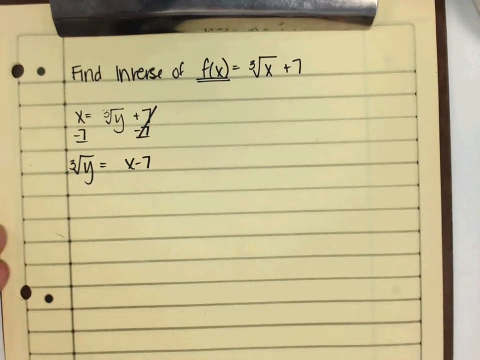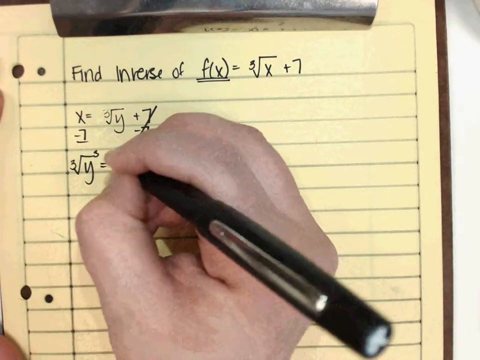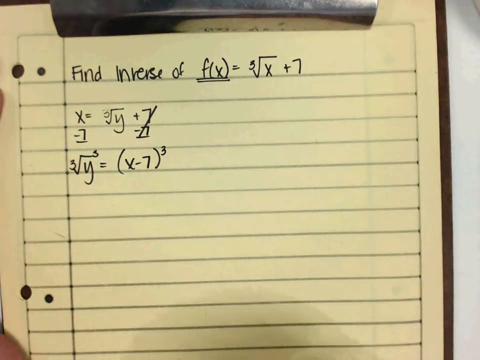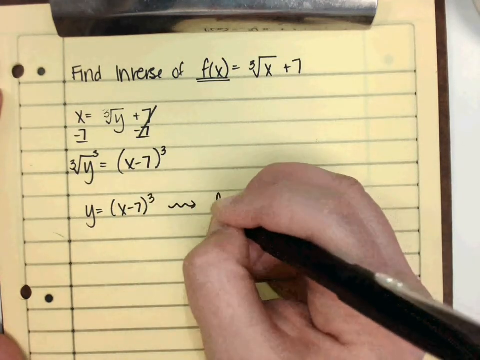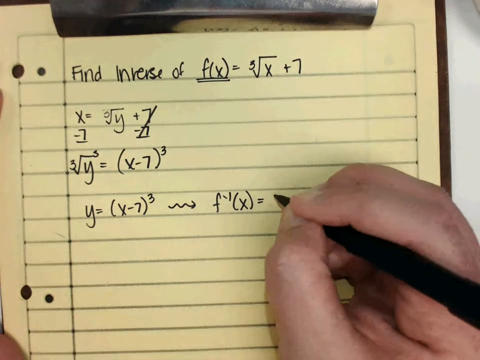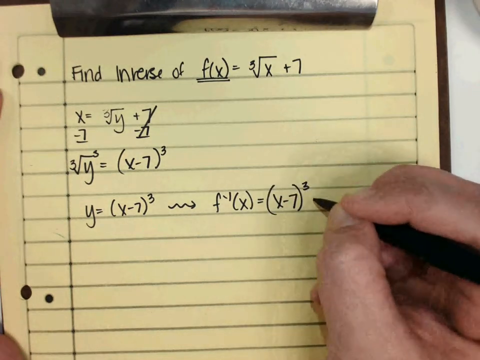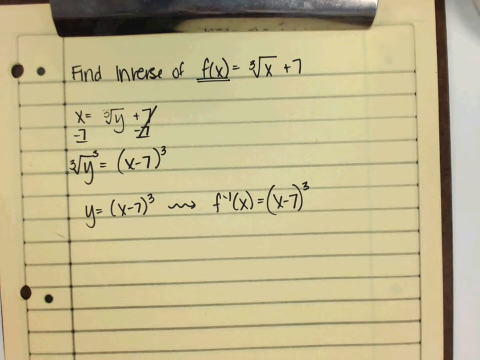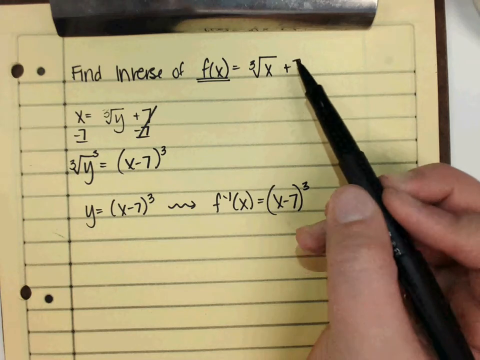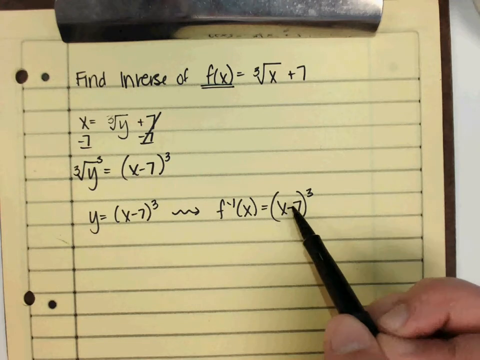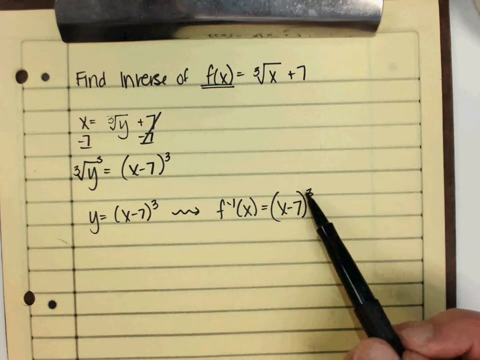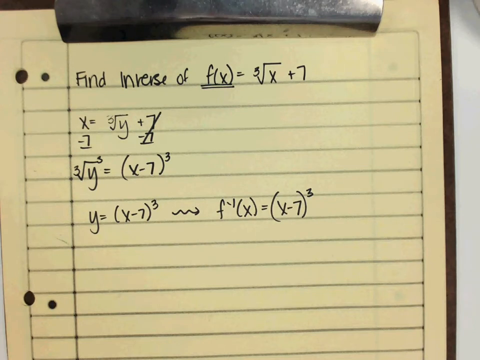What do I do to get rid of a cubic root? Cube both sides. So then I have y equals x minus 7 cubed, which means that f to the negative 1, or f inverse, is x minus 7 cubed as your answer. Now let's talk about some things that we noticed. When I had a plus 7 on the outside of the root, what did it turn into? Minus 7, a minus 7 on the inside. When I had a cubic root, what did it turn into? A cube. So you should notice that some of those patterns are going to stay the same.